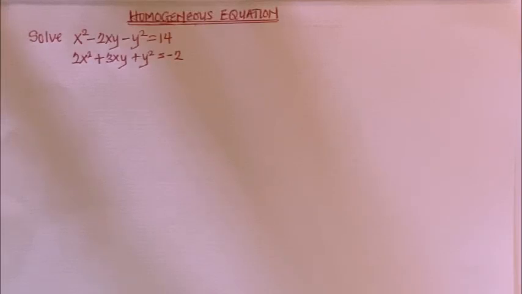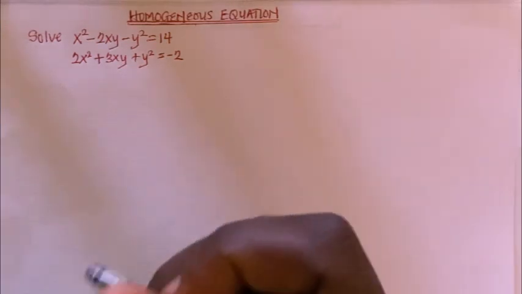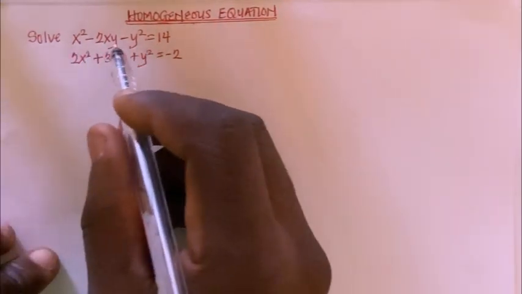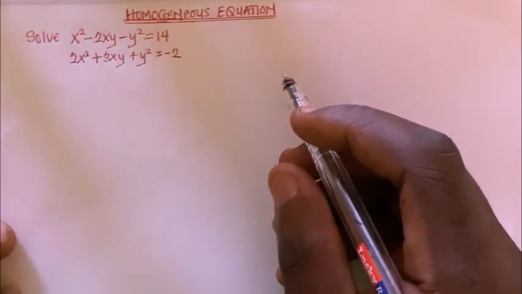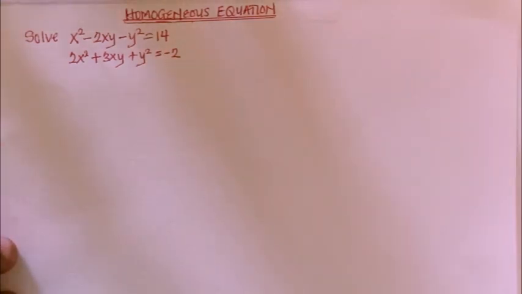Hi friends, in this video I'm going to solve a question on homogeneous equations. At first, let me explain how to identify a homogeneous equation. Whenever you come across an equation where the powers of x and y are the same, or the power of all the variables in the equation are the same, such an equation is a homogeneous equation.